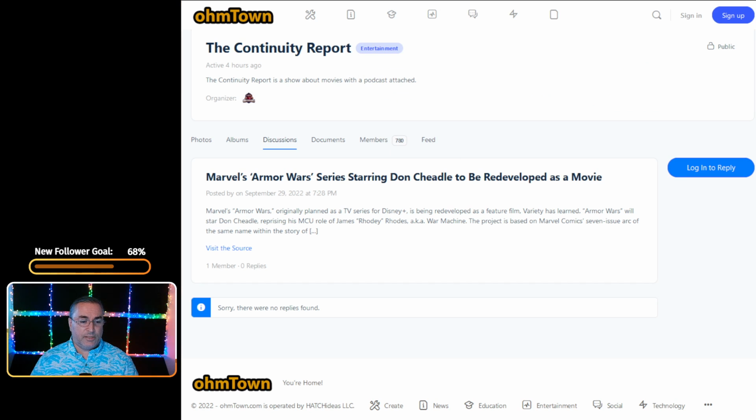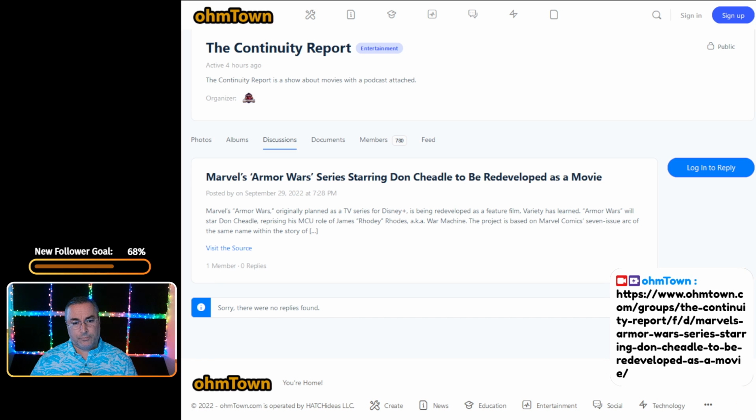The next article is in the Continuity Report. Marvel's Armor Wars series, starring Don Cheadle, to be redeveloped as a movie. Marvel's Armor Wars, originally planned to be a TV series for Disney Plus, is being redeveloped as a feature film. Variety has learned Armor Wars will star Don Cheadle reprising his MCU role as James Rhodey Rhodes, aka War Machine. The project is based on Marvel Comics' 7-issue arc of the same name.